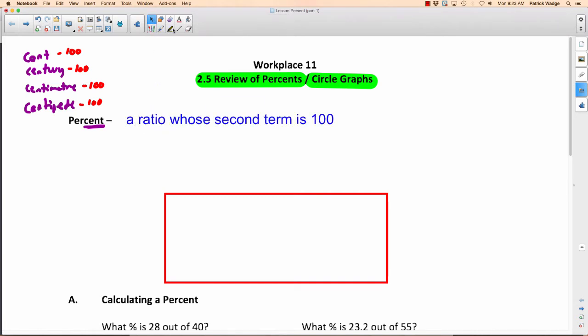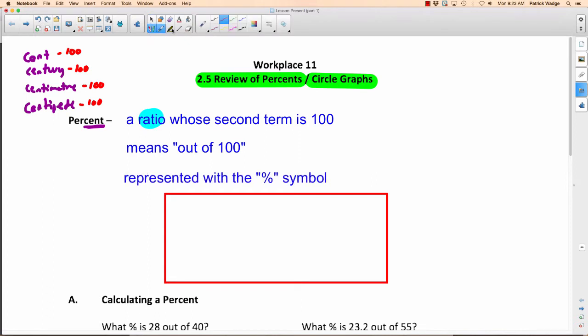Percent is actually a ratio. How exciting! We've talked about ratios in this course. It's a ratio. Remember, it's a comparison of things. So what you're comparing in a percent are two numbers when the second term is 100. So it literally means out of 100. And I know you know this. It's represented with this symbol right here, right?